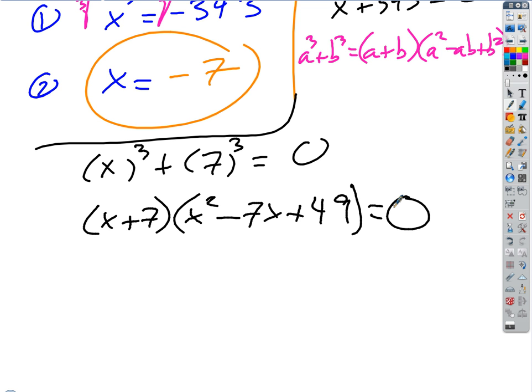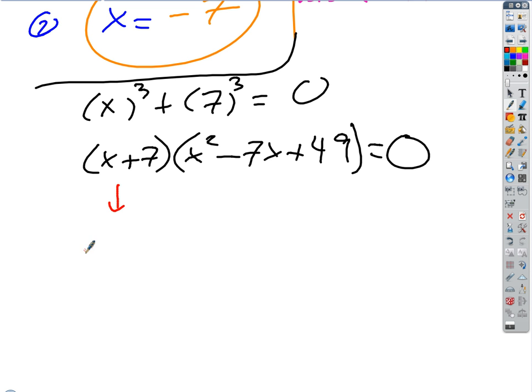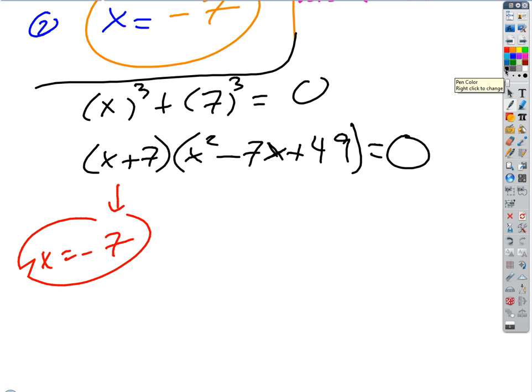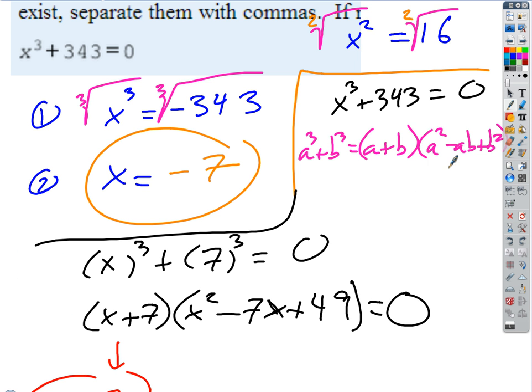If I set these equal to 0, we know that here you're going to get x equals negative 7, right? If I set it equal to 0 and solve. Now what about this one? But this one I could solve using the quadratic formula, right? Do I need to? We don't, because we know that this second quadratic factor in that pattern never factors, and it never has real solutions. They're always imaginary.